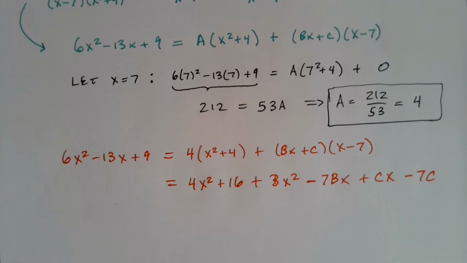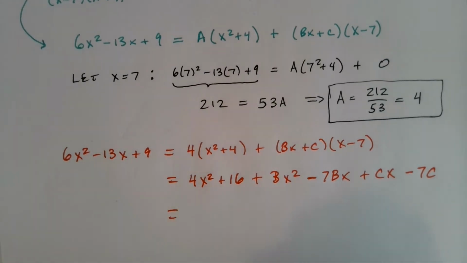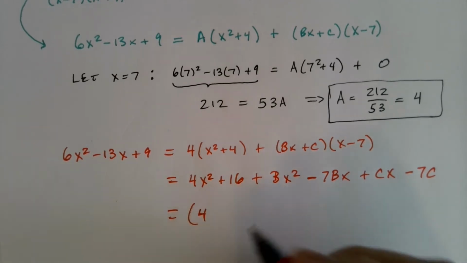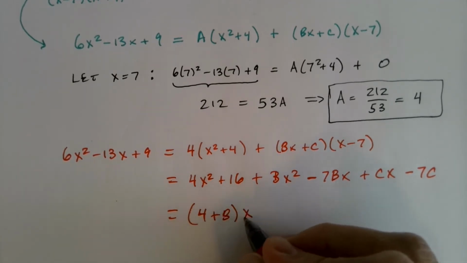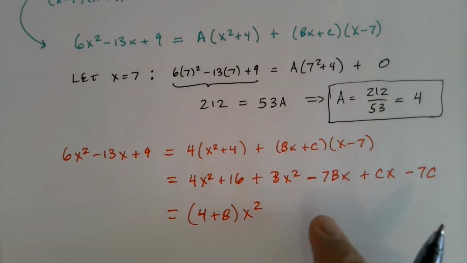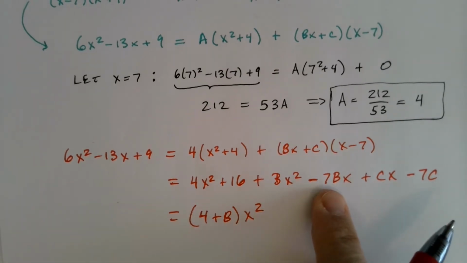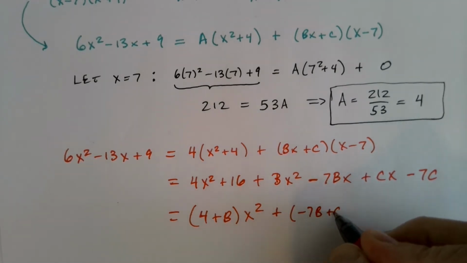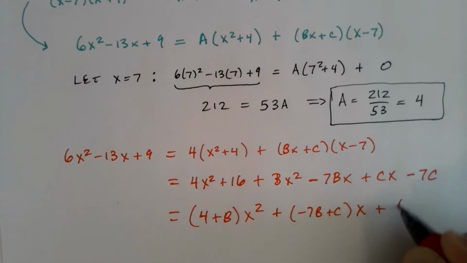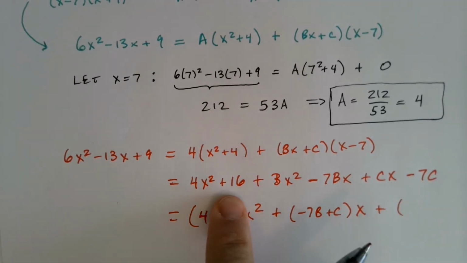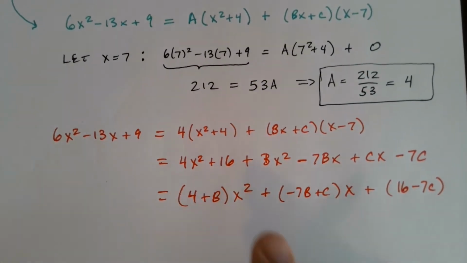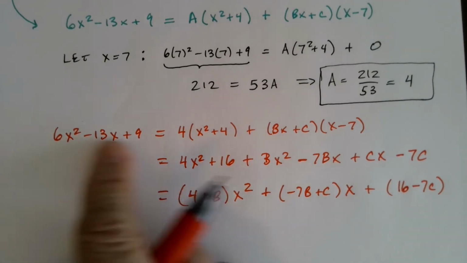So I have to expand that out. Now I combine like terms. What are all my x squared terms? I have a 4, and then what? Plus b times x squared. What about my x terms? -7b plus c. And then what about my constant terms? I've got a 16, that's constant, no variable, and a -7c. There's no x variable, right? So again, we're putting them in terms of the variable x. So I need to put it in a polynomial in terms of x to match up.